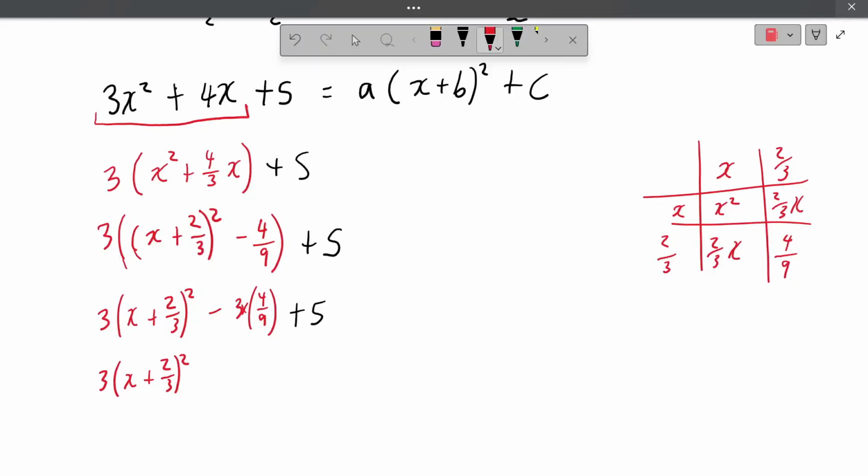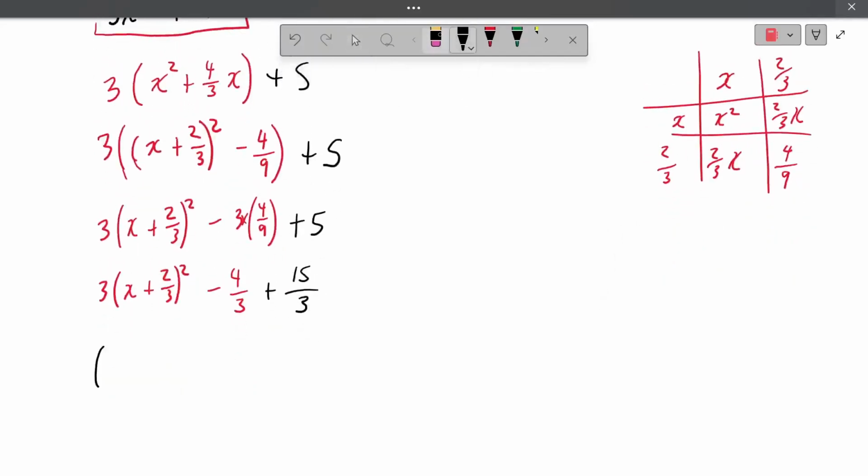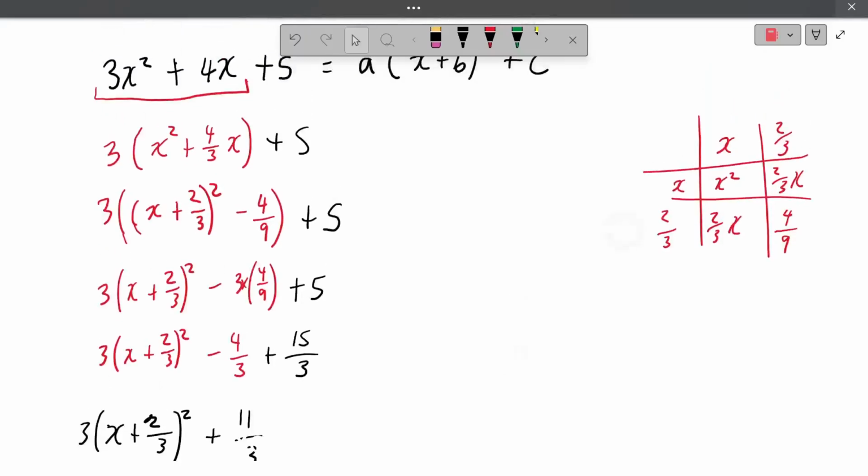There's a couple of ways you can go about it. You could do 3 times 4 is 12, and then you have 12 over 9. But that would also simplify to be 4/3. So that's minus 4/3 plus 5. Now what I can do with that 5 is I'm going to turn it into thirds, so that's then plus 15 over 3. We're almost there. So we have 3 bracket x plus 2/3 squared minus 4/3 plus 15/3 is a plus 11 over 3. And that is our answer.